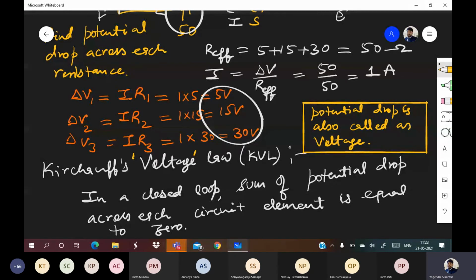Potential drop is also called voltage. So Kirchhoff's voltage law says that in a closed loop, the sum of potential drop across each circuit element is equal to 0. In a closed loop, please note this, it is very interesting and useful also. In a closed loop, the sum of potential drop across each circuit element is equal to 0.